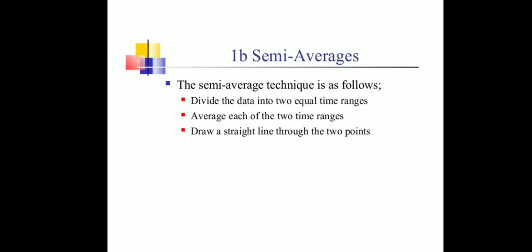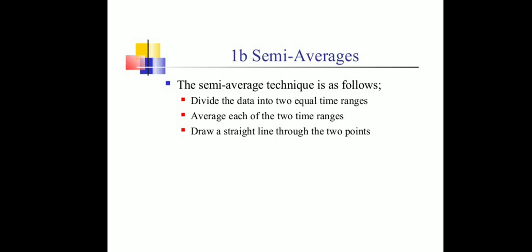Semi means half. What does it mean? In the given data set, you have to make 50% above and 50% below, and take the average of these 50% values above and 50% of the values below the line. That is the semi-average method. So divide the data into two equal time ranges and average each of the two time ranges.